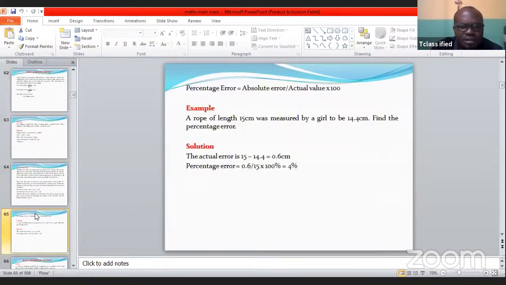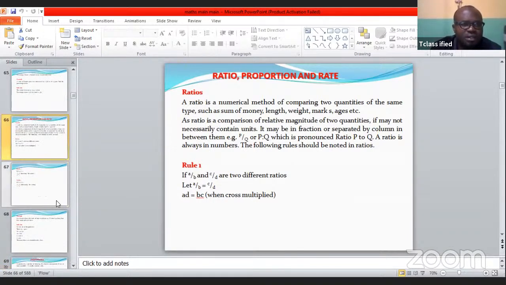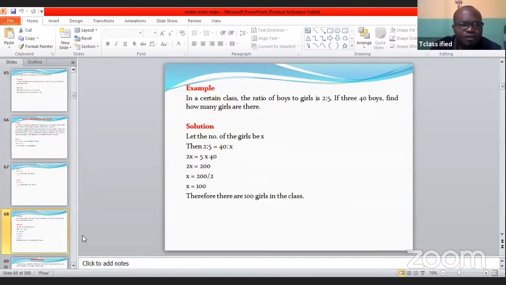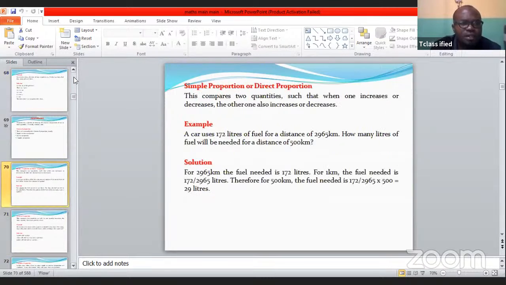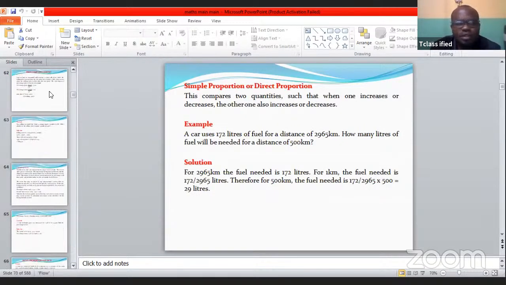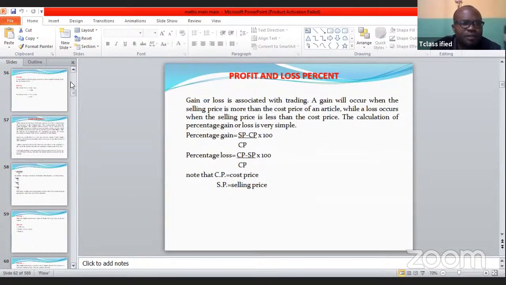Percentage error. This is what we looked at before. Okay, I think this is where we're going to be stopping. In subsequent class, we're going to be looking at ratio, proportion, and rate. And from there, we can move forward. Okay, so that's where we're going to be stopping. And going to be giving us some assignments.